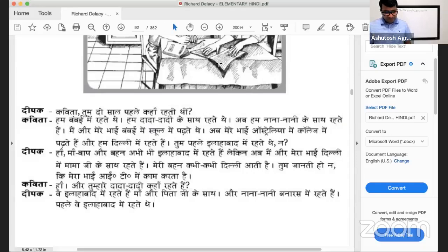Kavita, tum do saal pehle kahan rehti thi? Hum Bombay mein rehte the. Hum dada dadi ke saath rehte the. Ab hum nana nani ke saath rehte hain. Main aur mere bhai Bombay mein स्कूल में पढ़ते थे. अब मेरी भाई ऑस्ट्रेलिया में कॉलेज में पढ़ते हैं और हम दिल्ली में रहते हैं.